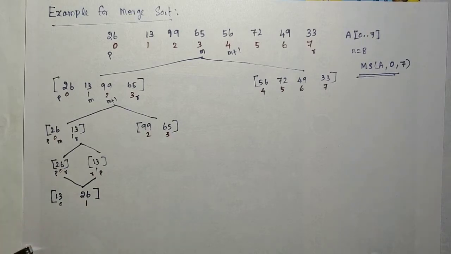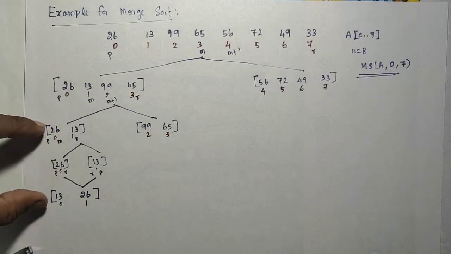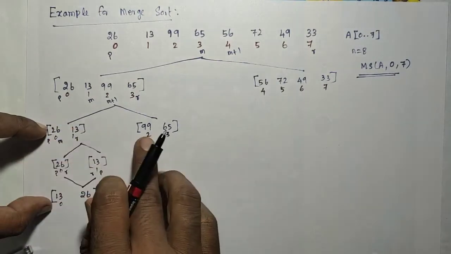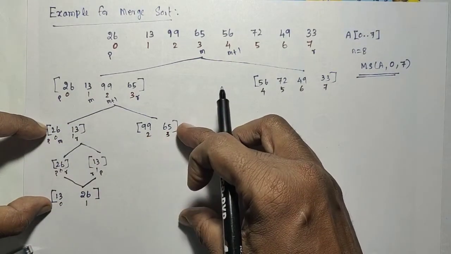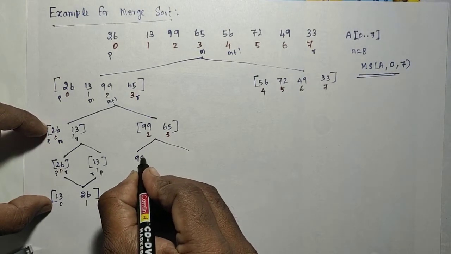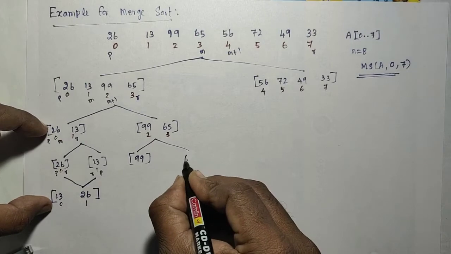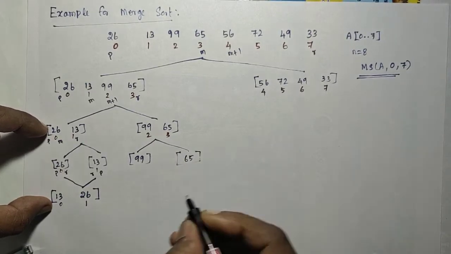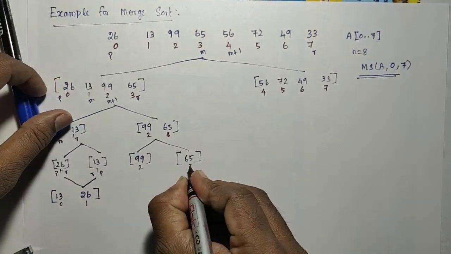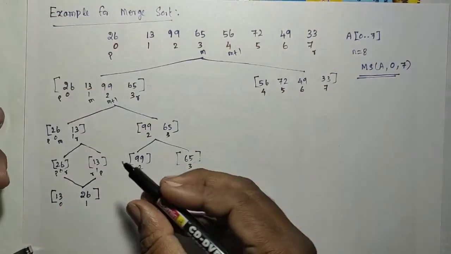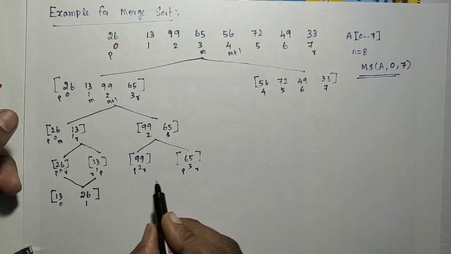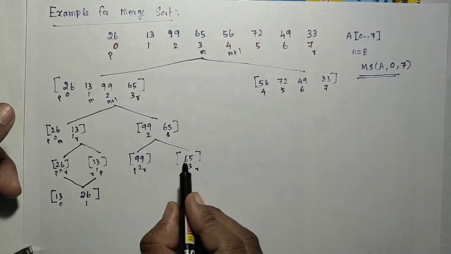Okay, it means that what is happening here is that 26 and 13 get sorted like this. Similarly, 99 and 65 have to be sorted. How will it be sorted? Divide into 99 and 65. Okay, and then for the single elements, this is 2 and this is 3. In that case, P and R are both the same. Here also P and R will be the same, so there is no need to calculate M and R. So it will get sorted.